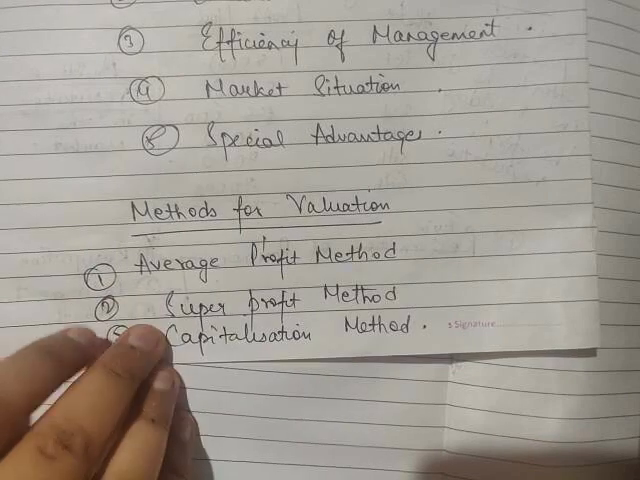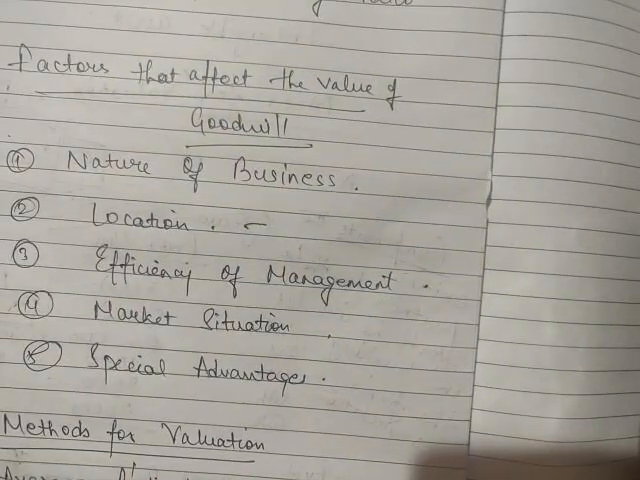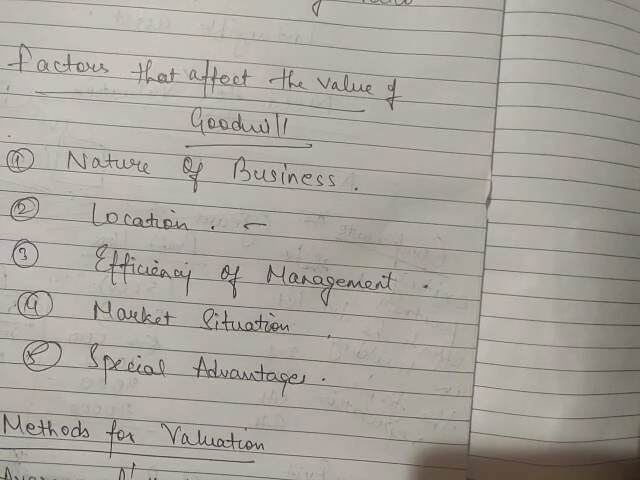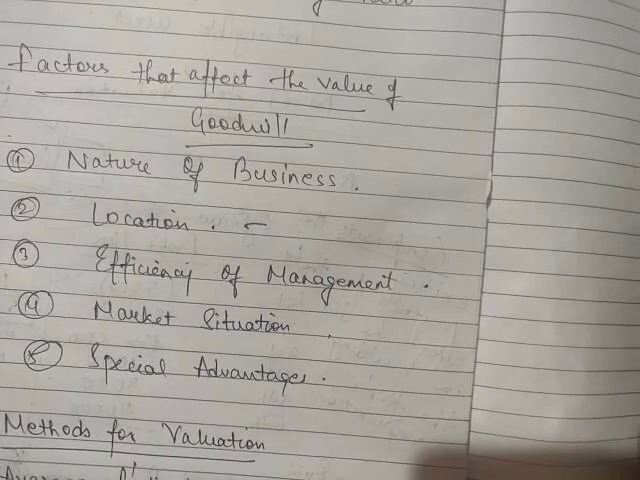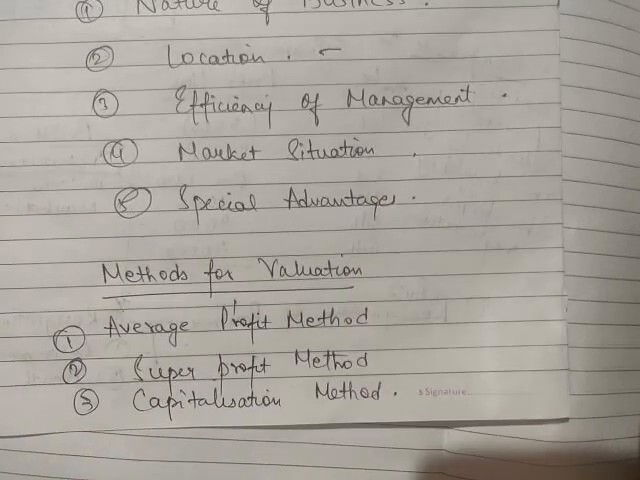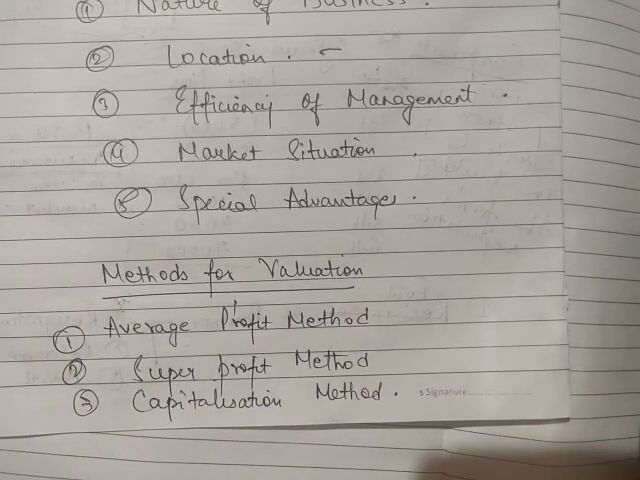In this video, we basically covered what is goodwill. Goodwill is nothing but the reputation of the firm. When do we need to value goodwill? Goodwill is valued mostly at the time of exit of a partner, admission of a new partner, dissolution of the firm, amalgamation of the firm, and change in profit sharing ratio. What are the major factors that affect the valuation of goodwill? Nature of business, location, efficiency of management, market situation, and special advantages. And what are the methods for valuation of goodwill? Average profit, super profit, and capitalization method.